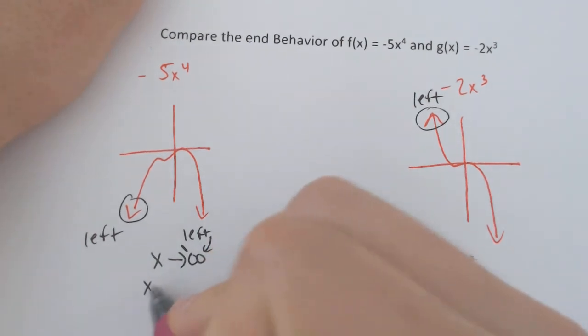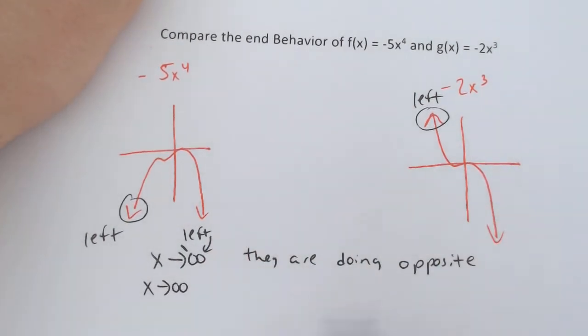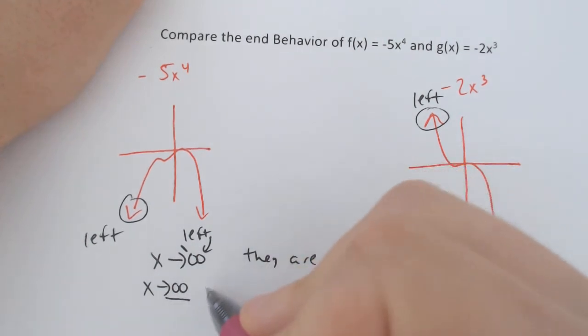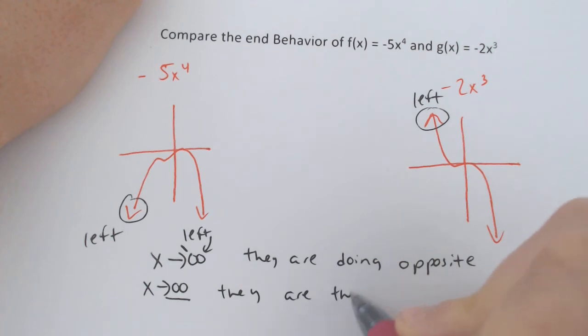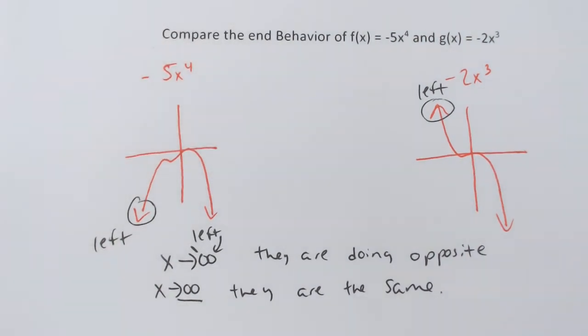But on the right side, as x approaches positive infinity, they are both going down. So as we are going to the right side, they are the same. And that would be how it would be worded and how you would need to understand it. For some things, you could also just write the entire end behavior if you wanted to.